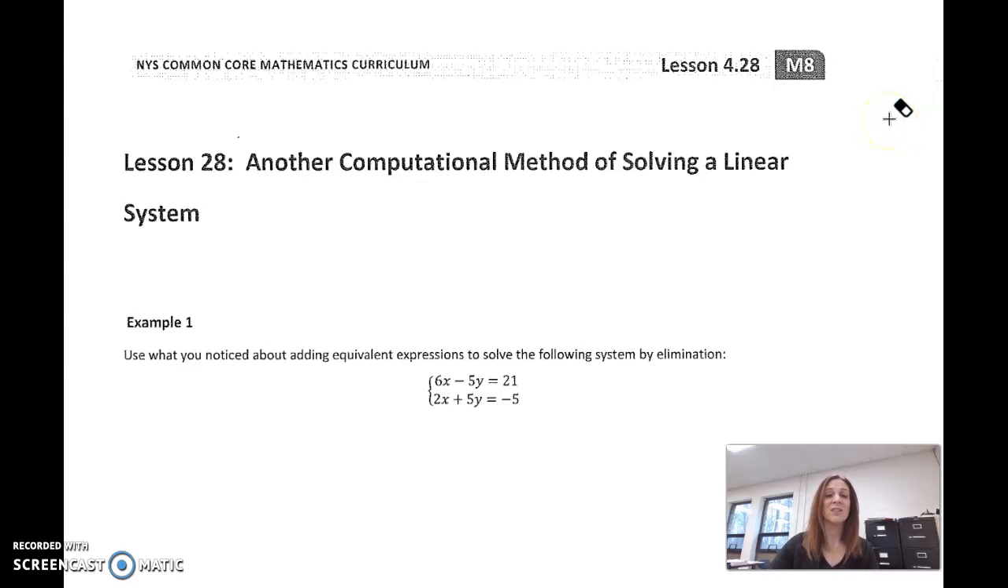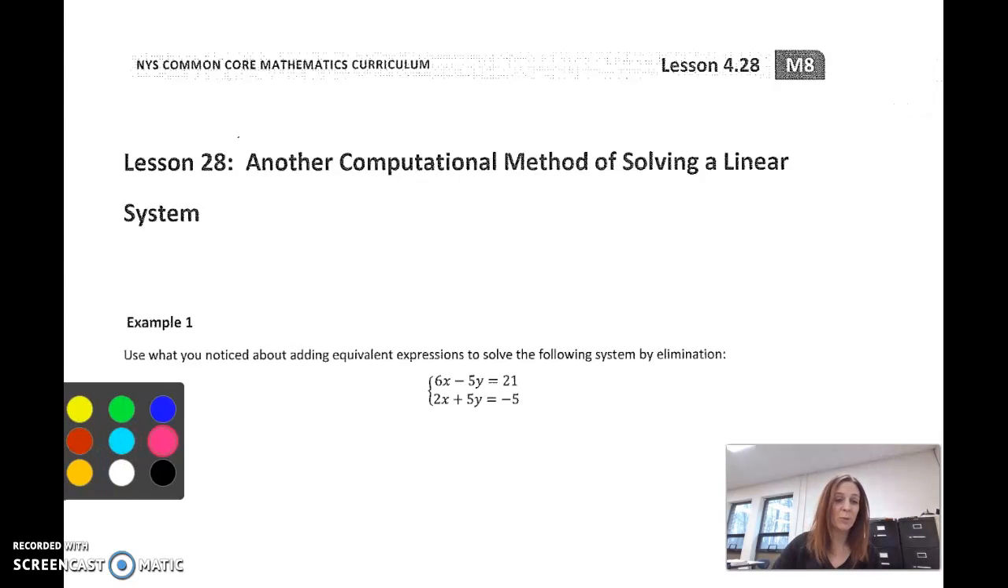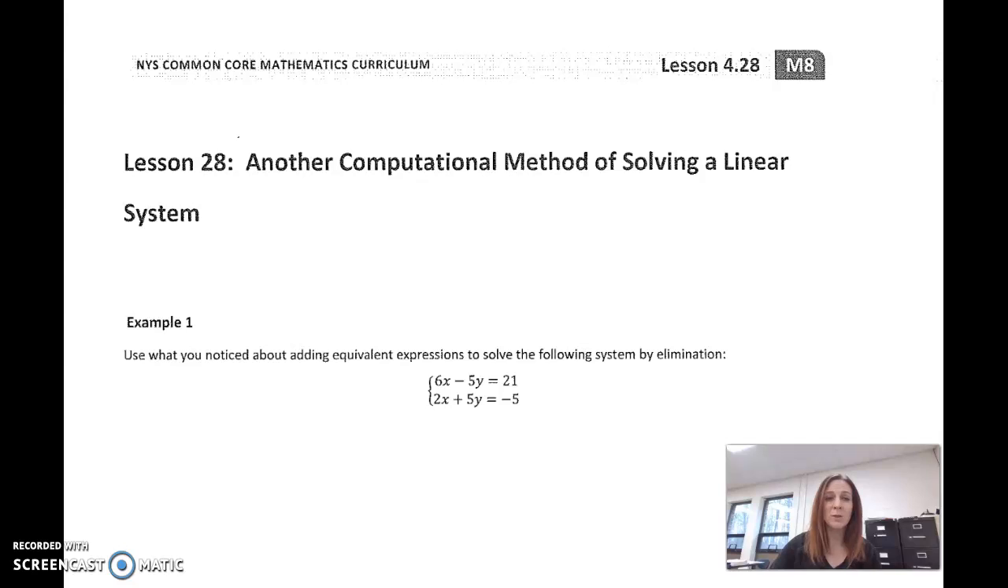In Module 4, Lesson 28, we're going to continue our work with solving systems. And if you remember, we actually have three ways to solve a linear system. The one we spent a majority of our time on is graphing.